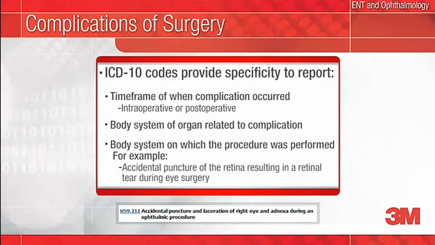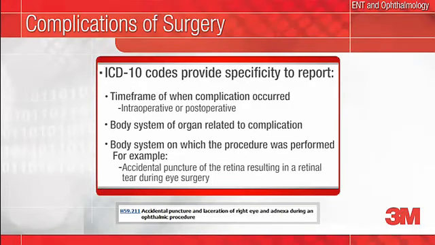In ICD-9, codes for complications did not identify when the complication occurred, the body system affected, or type of surgery performed. ICD-10 codes do. In order to code a complication, the coder must know whether the complication occurred intraoperatively or postoperatively, so include these details in your notes when it is not readily apparent.